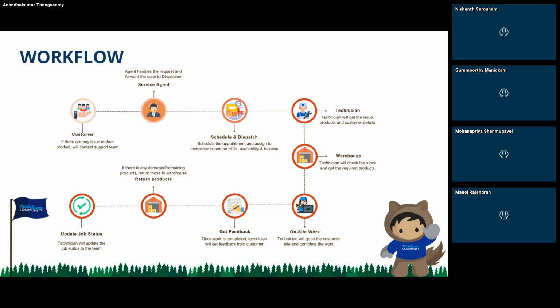So he will go and complete the work, and if there is a case, for example, if the AC needs to be replaced, then that also will be done here. From the warehouse he will get a new product and go to the customer location. He will replace the old AC with a new AC, and he will complete the work. Once he completes the work, he will get the feedback from the customer.